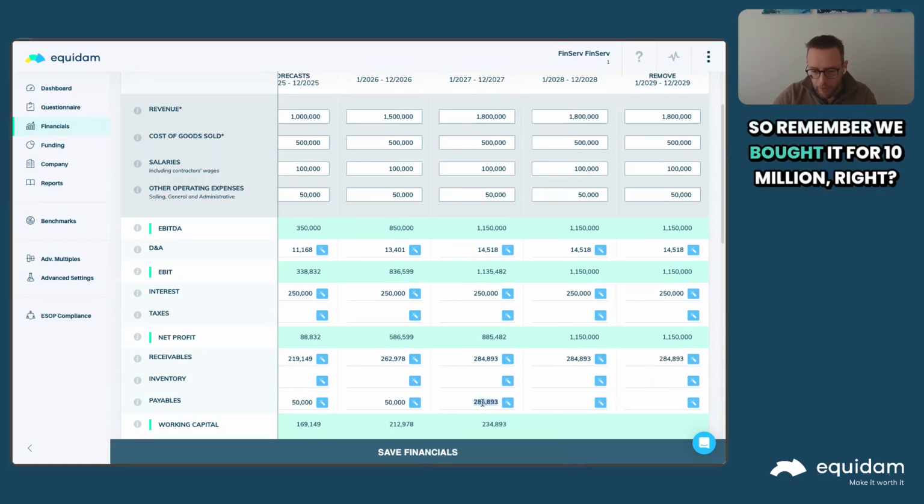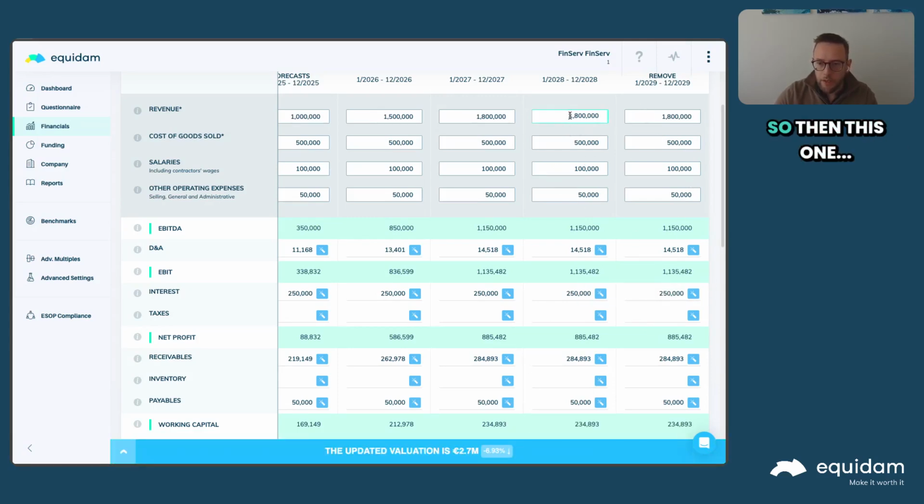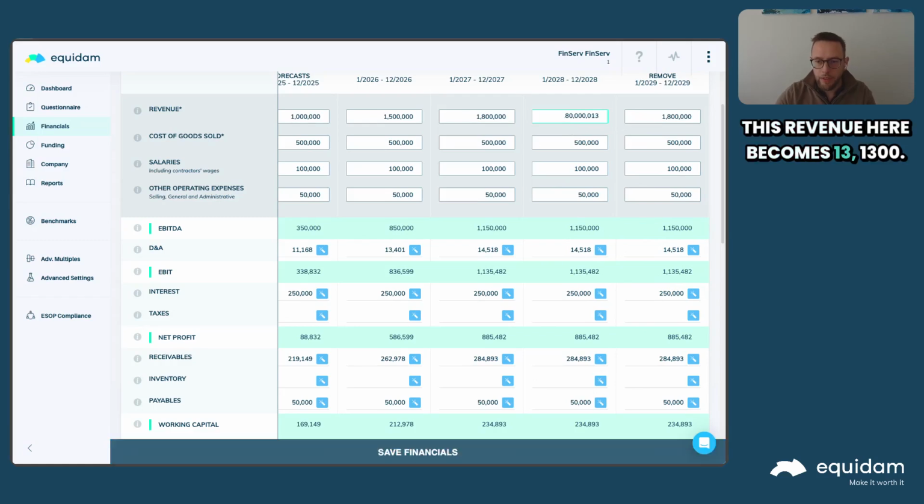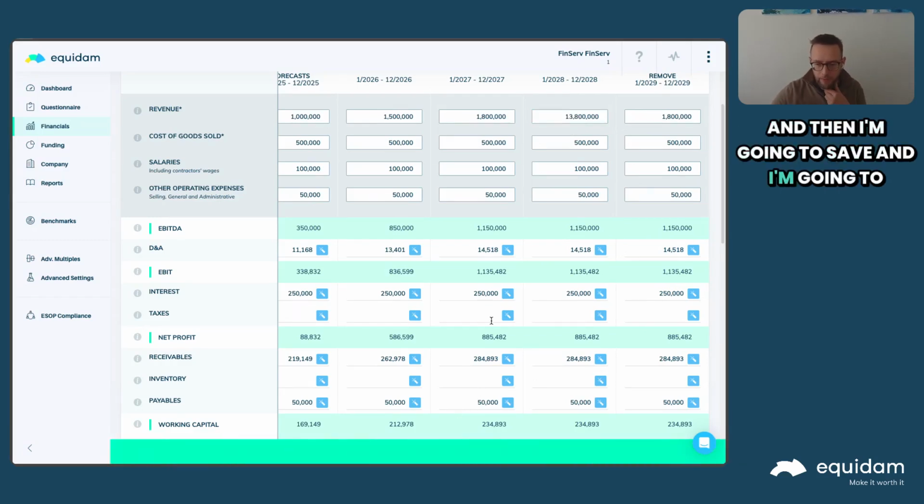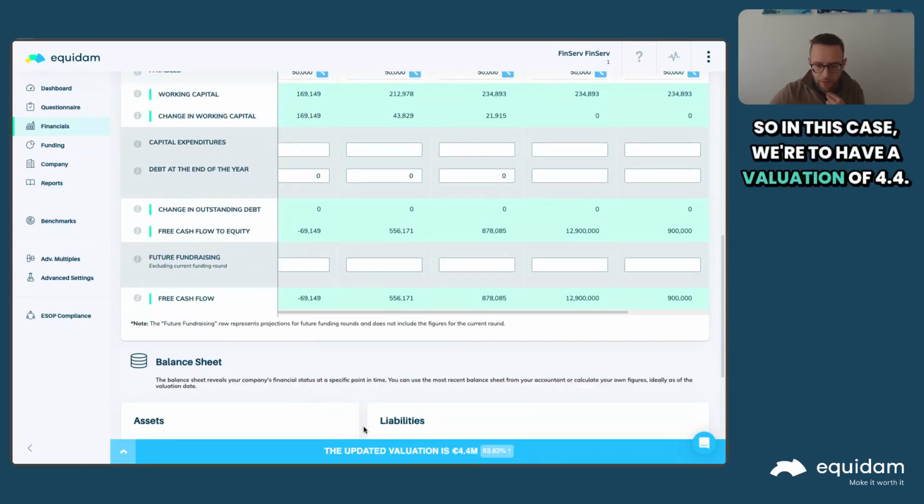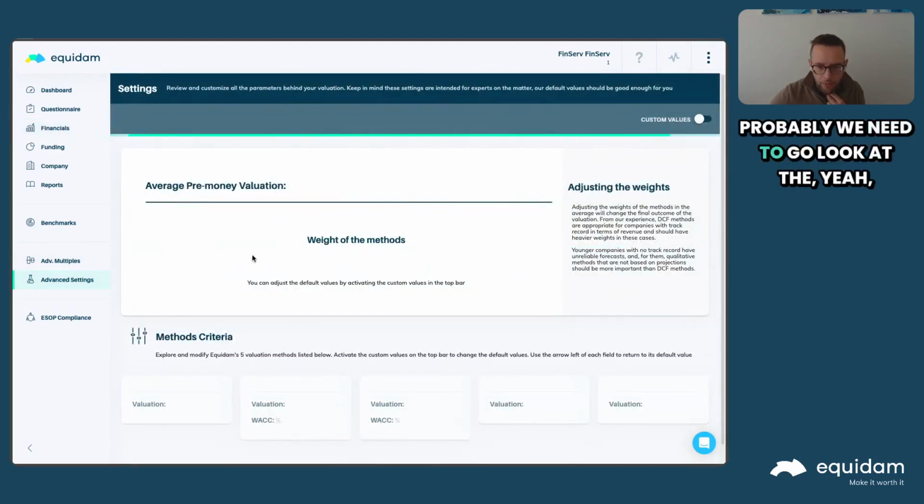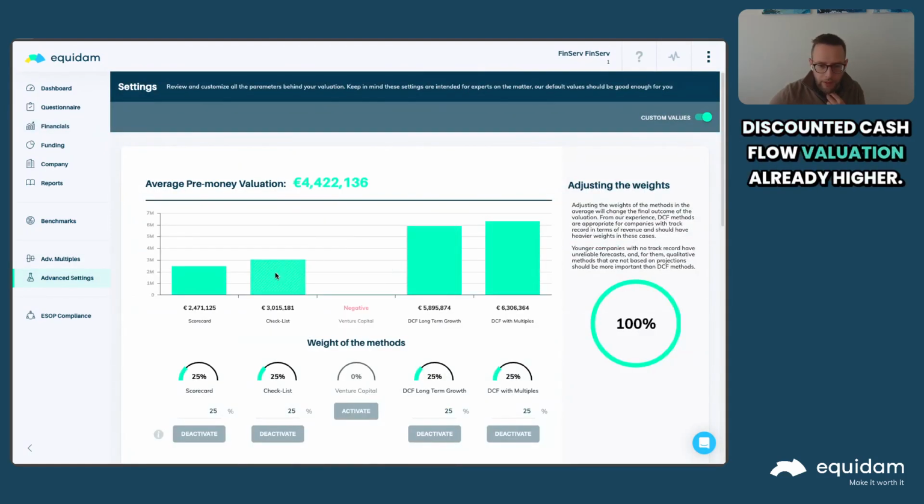So remember, we bought it for 10 million. Now we're going to sell it, in year 4, let's assume, because we don't want to sell it in year 5. And let's assume we're going to sell it for 12 million. So then this revenue here becomes 13,800, and I'm obviously going to have a much higher valuation. In this case, we're going to have a valuation of 4.4. Probably we need to go look at the discounted cash flow valuation, already higher.